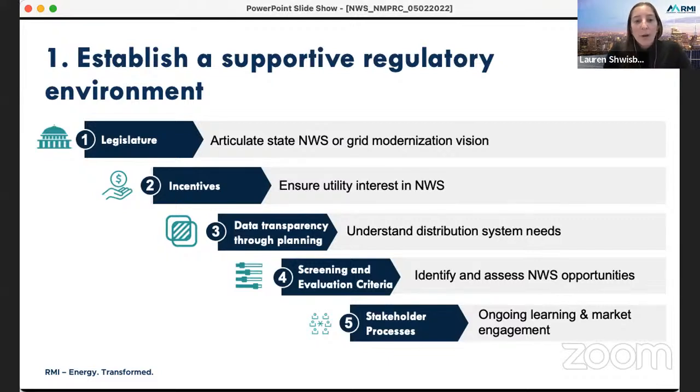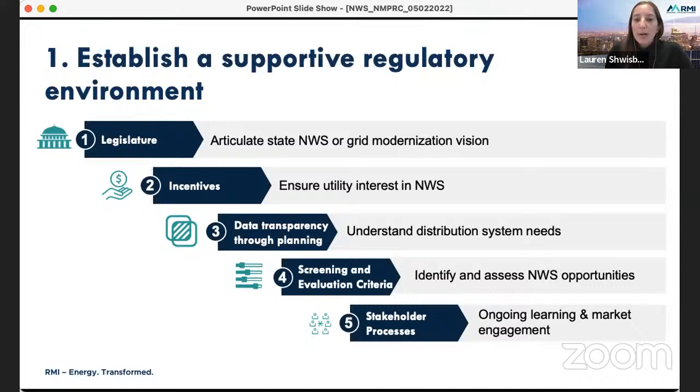So the fourth bucket here is establishing screening criteria. These are the criteria by which the utility might screen capital investment projects and choose which ones to analyze with alternatives. So often these include the age of the asset being upgraded, timing of the need, the total cost of the upgrade, and I'm going to share just a couple examples when I talk about Minnesota and Oregon.